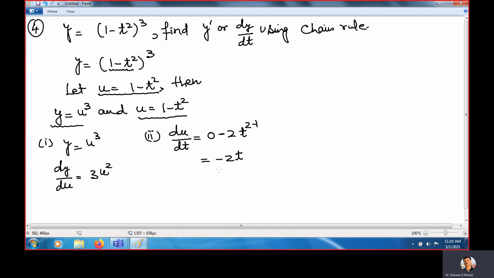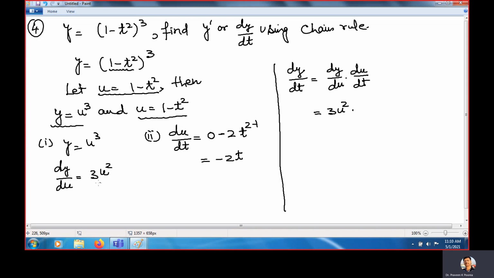Because 2 minus 1 is 1, so it is minus 2t. Okay, so write the derivative dy by dt is equal to dy by du into du by dt, is equal to dy by du, it is 3u power 2. Clear? And this is into minus 2t. So you can see here 3 into 2, 6, minus 6 u power 2 t.